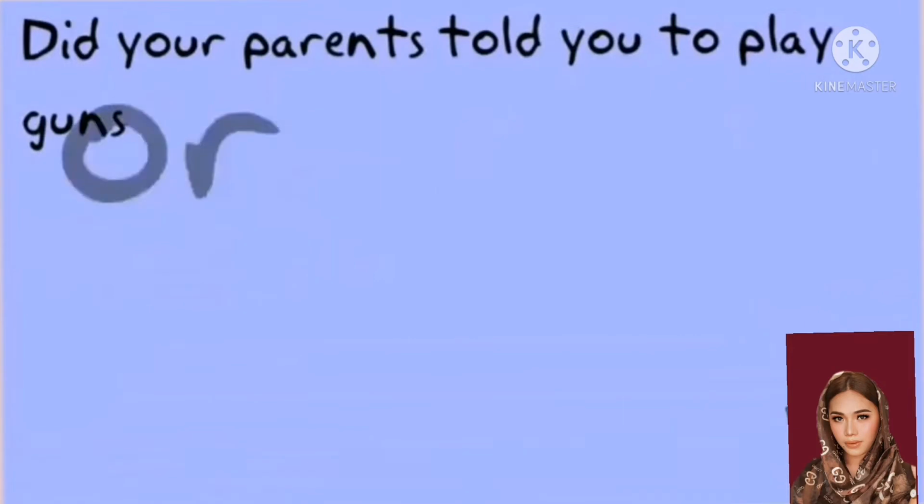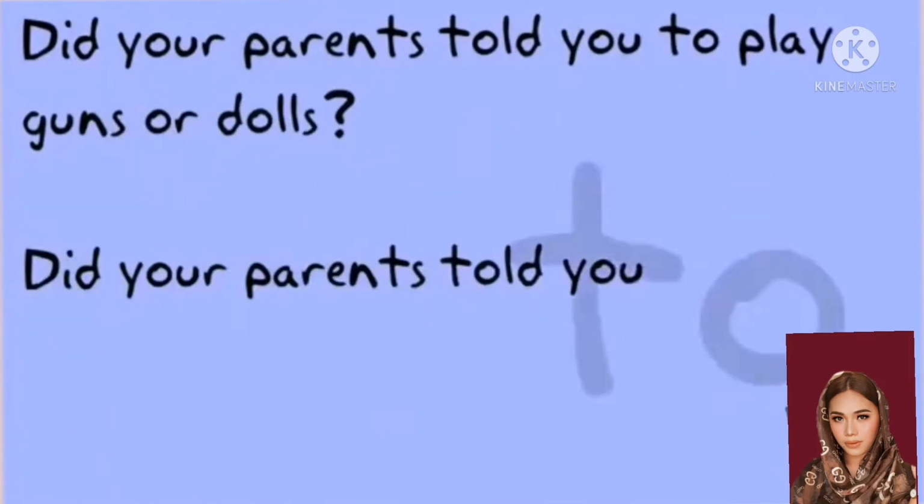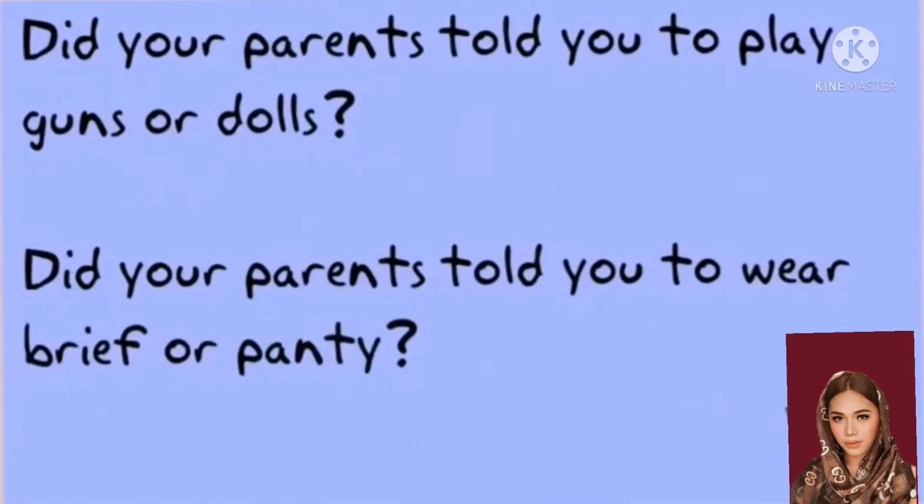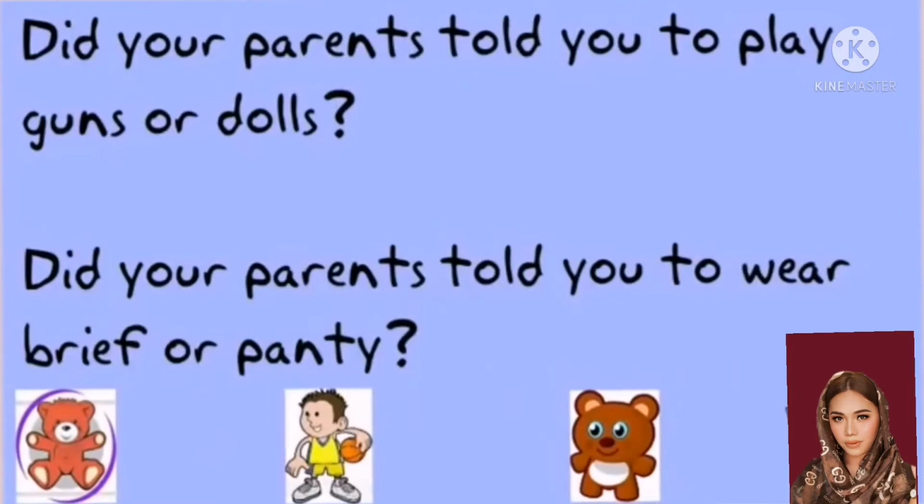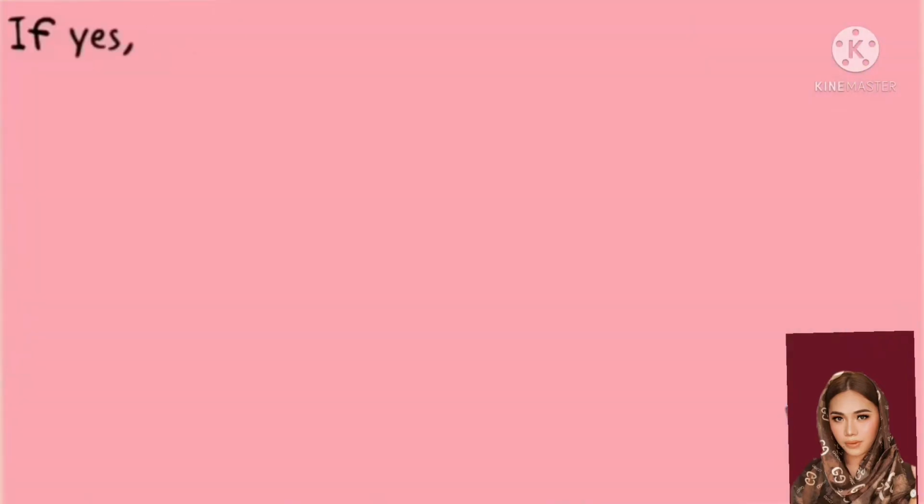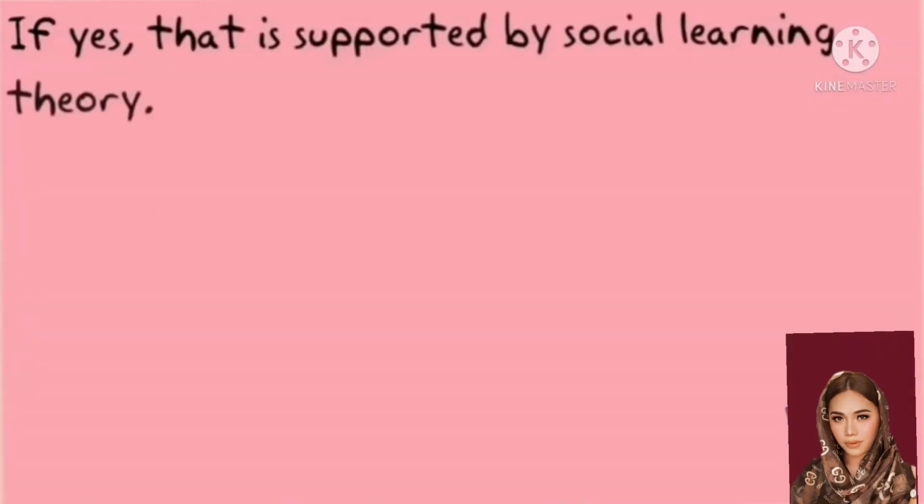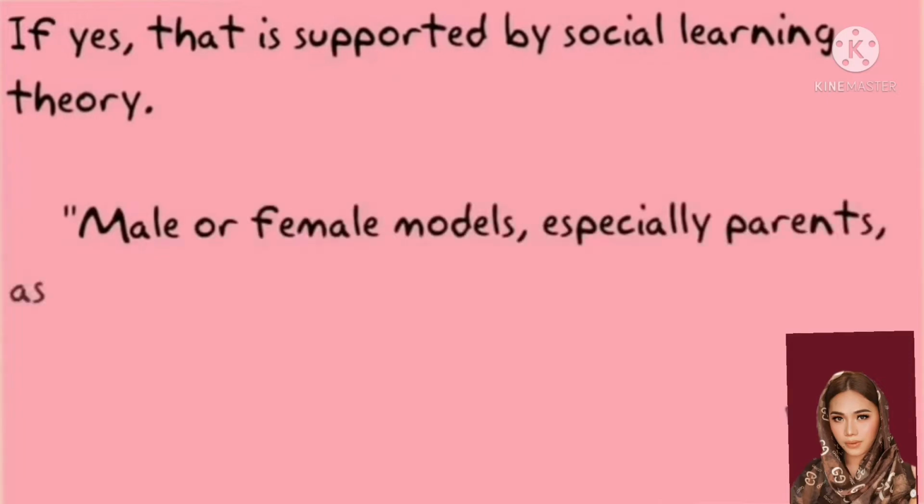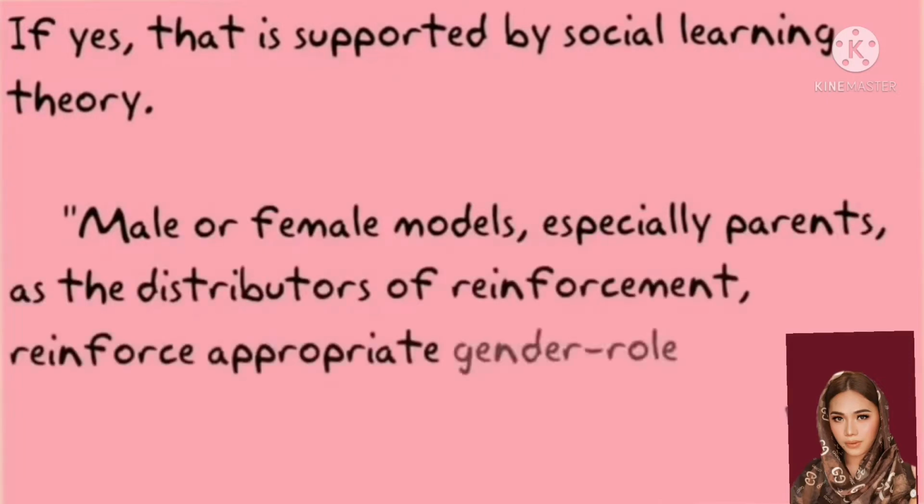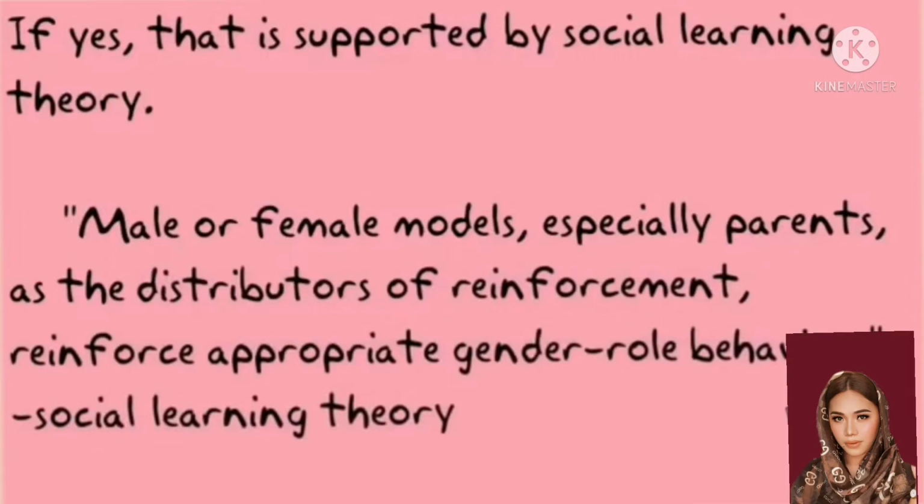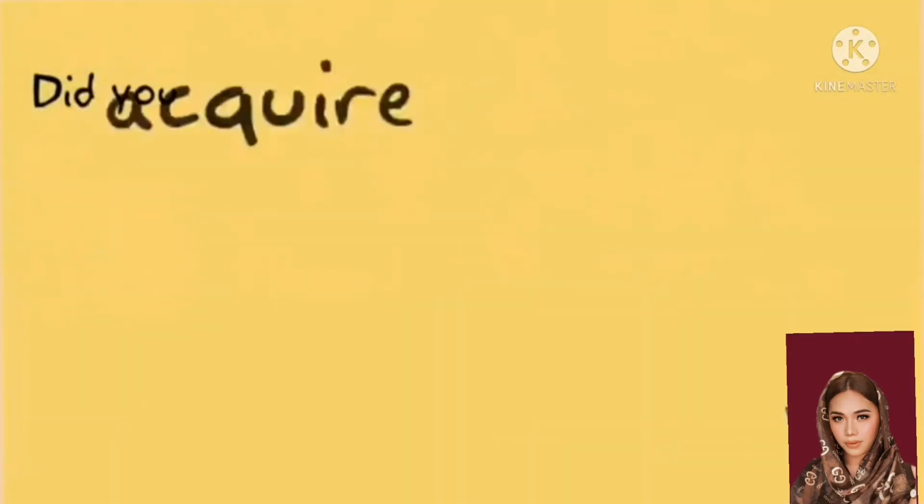Did your parents tell you to play guns or dolls? Or did your parents tell you to wear briefs or panty? Well, if yes, that is supported by social learning theory. Male or female models, especially parents, act as the distributors of reinforcement. Reinforcement of appropriate gender role behavior is social learning.